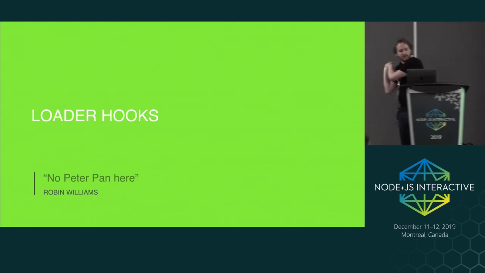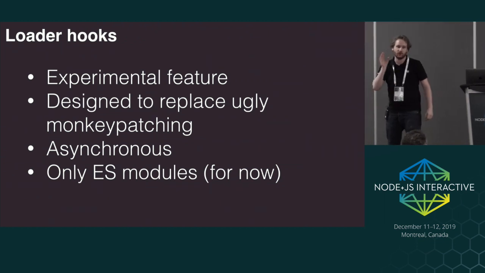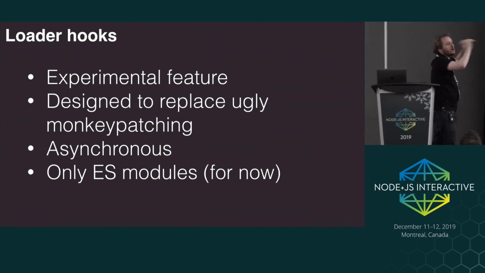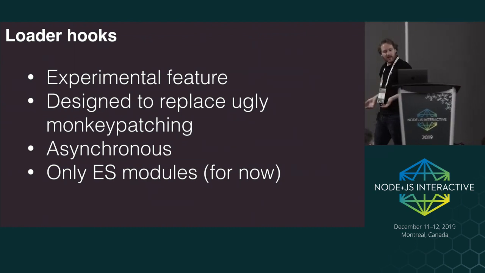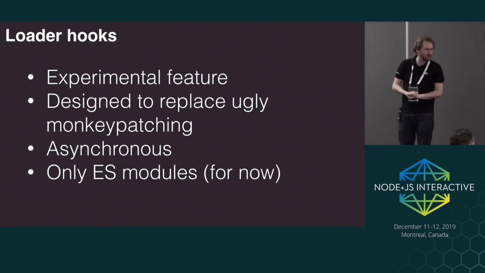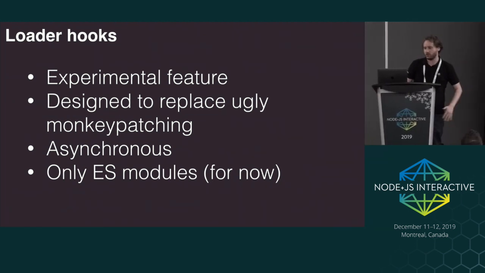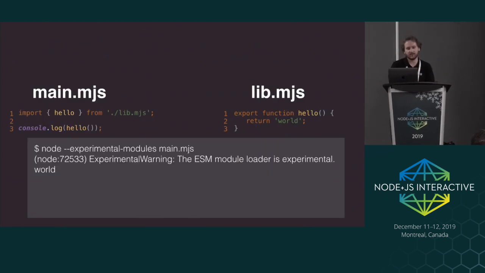So, thanks to the great Node.js core team, there is an API for that in Node core now. It's still experimental. It's designed to replace the second behavior, the ugly monkey patching. It's a clean API for that. It's asynchronous, and so far on Node 12, because I tested that on Node 12, it only supports ES6 modules. What does it look like? That's a great question. Thanks for asking it.